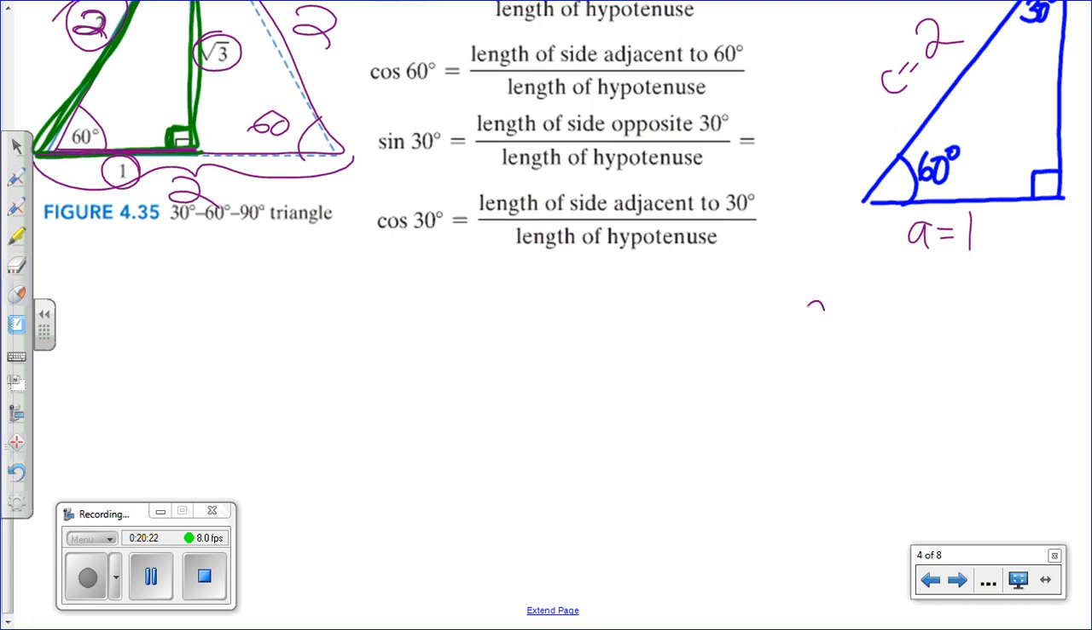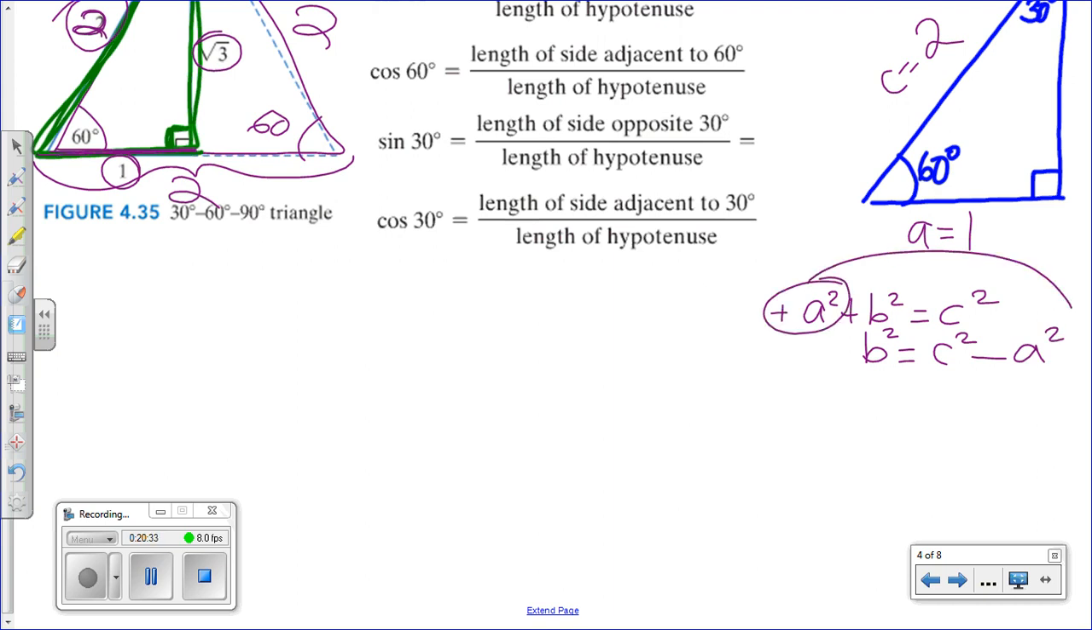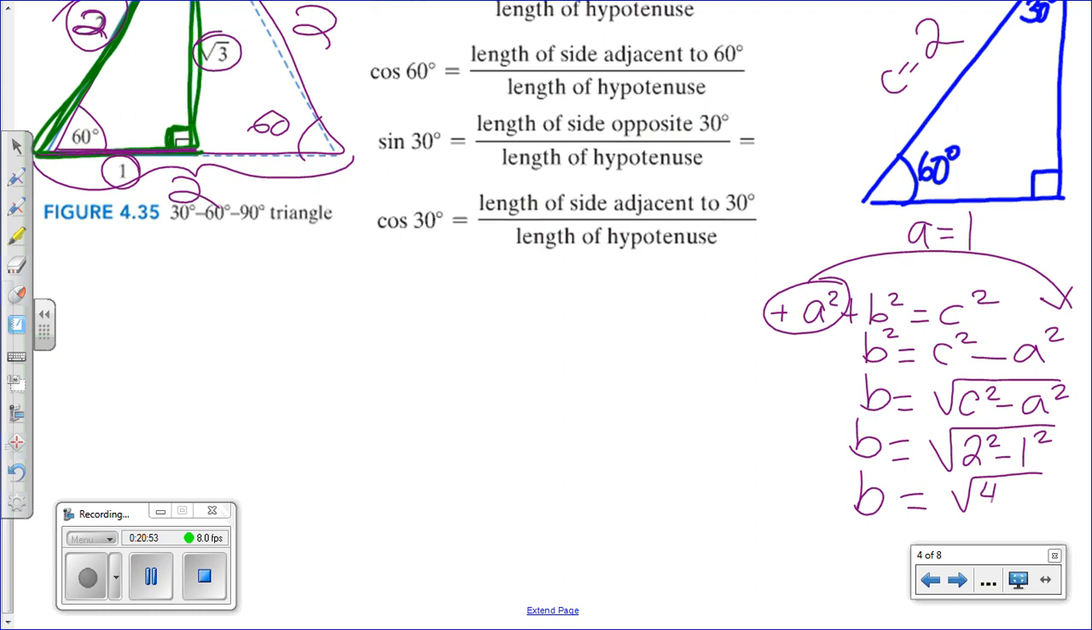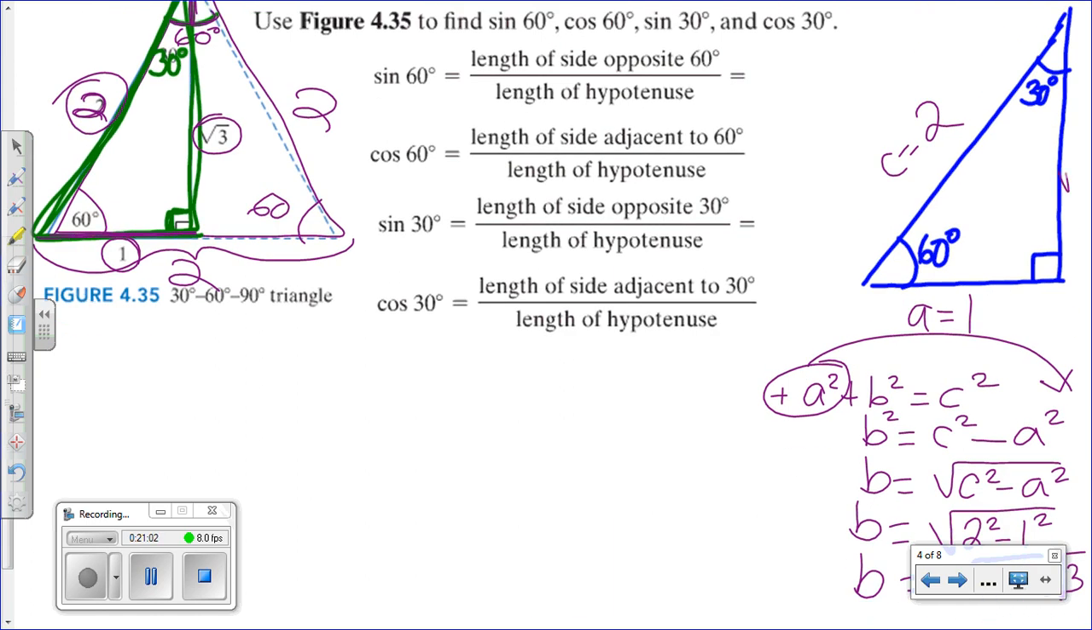So we start with A squared plus B squared is equal to C squared. Then B squared is equal to C squared minus A squared. Please remember that part: you're subtracting A squared. So B is the square root of C squared minus A squared. Now let's substitute our numbers. B will be equal to the square root of 2 squared minus 1 squared, which is 4 minus 1, so the square root of 3. And that's how we get that this side is the square root of 3.